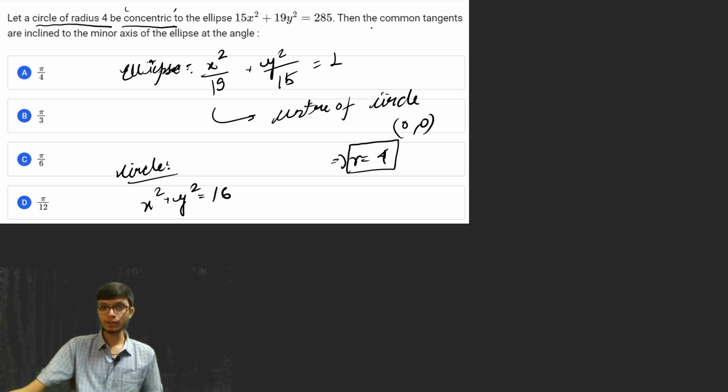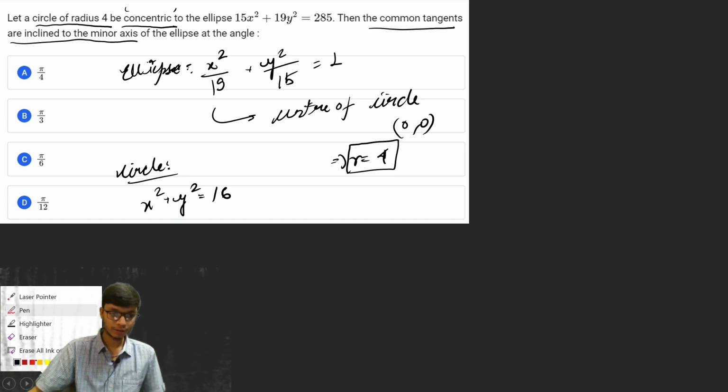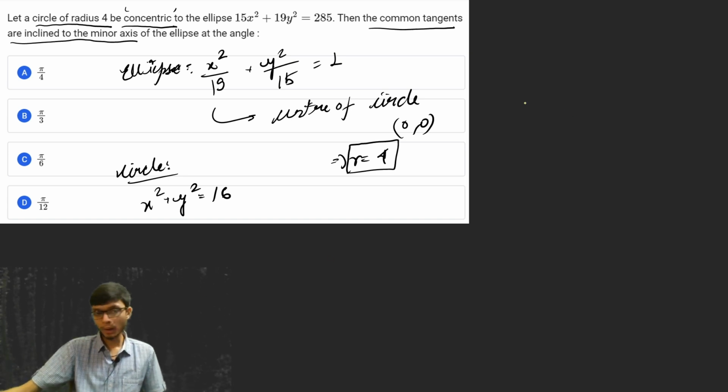And now it is saying that the equation of the common tangents that are inclined to the minor axis of the ellipse at an angle. That means you have to find the tangent which is inclined to the minor axis. Let me first try to understand what this question is trying to say. I am already telling you that in coordinate geometry problems, when you are not able to understand what to solve, you basically do it by diagram. So try to draw the diagram.